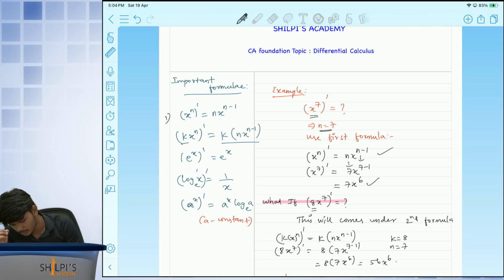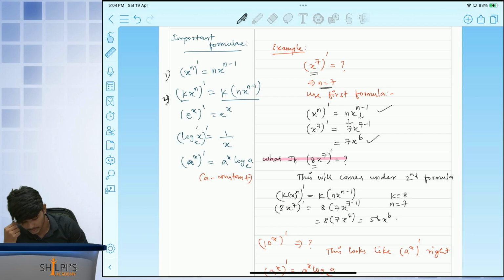Then I am going to recall the second formula, that is (k x^n)'. That is the differentiation of k into x power n, which is equal to simply take that constant k out and apply the differentiation for x power n alone, n into x power n minus 1. So by using that formula I can get k equal to 8 and n equal to 7. Simply substitute the values of k and n in the respective places.